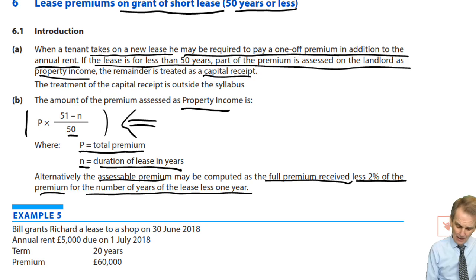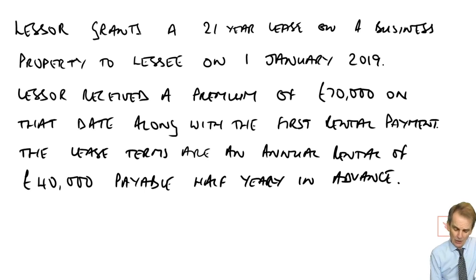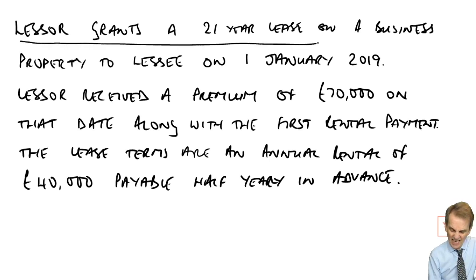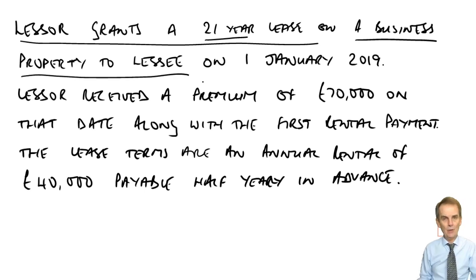Now, here, awaiting us, is a little example for you to note down at this particular point in time. Now, we know that the person granting the lease is the lessor. So our example here, the lessor grants a 21-year lease. And where we're most likely to find this is on a business property. 21-year lease on a business property to the lessee. So it's a business, therefore, that is paying the rental, that is paying this premium.